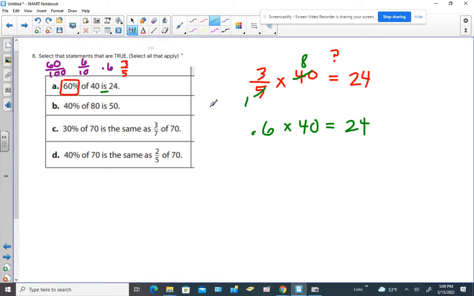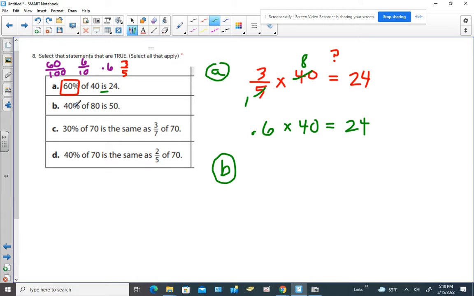All right, let's move on to choice B. And by the way, put this on your piece of paper as choice A to show your work. For choice B, how do we show our work? 40% of 80 is 50. So let's think of our favorite equivalents of 40%. You might like 40 over 100. Maybe you like 4/10 as a fraction. Maybe you like it as a decimal.